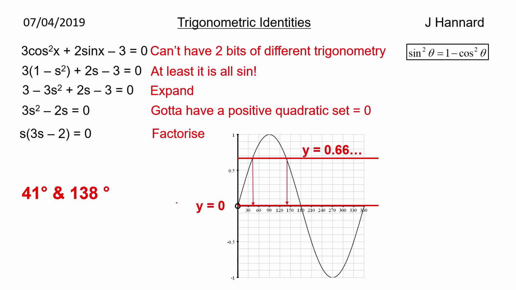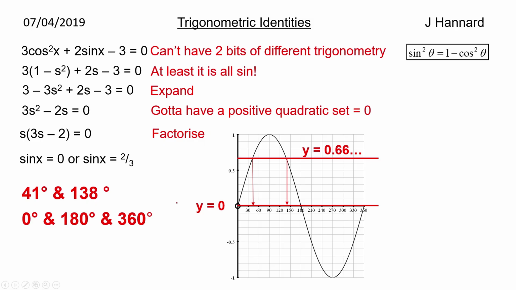So 180 minus 41 is 139 technically, but I guess with rounding, it's gone to 138. On your calculator, it'll be something silly like 138.4, and the other one will be 41.6. I'm not entirely sure, but make sure you round properly, and that both the angles add up to 180. And there you go, 0, 180, and 360. It's just animated a little bit out of order there, but those were the two equations we got from the factorization. But that is that, trigonometric identities.